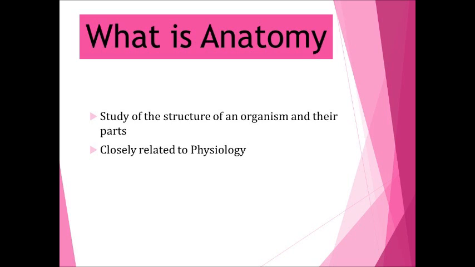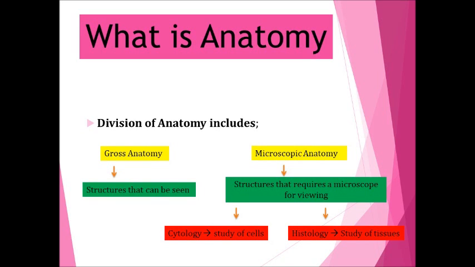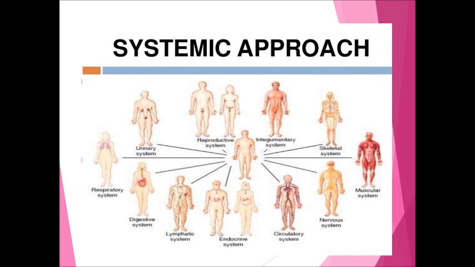Okay, do you know what is anatomy? Anatomy is study of the structure of an organism and their body parts. There are two divisions of anatomy which are gross and microscopic anatomy. But, for this course, we will just focus on the gross anatomy. For gross or macroscopic anatomy, you will learn based on the systemic approach. From the picture you can see that we have about 11 systems in human body, and we will cover all the system.